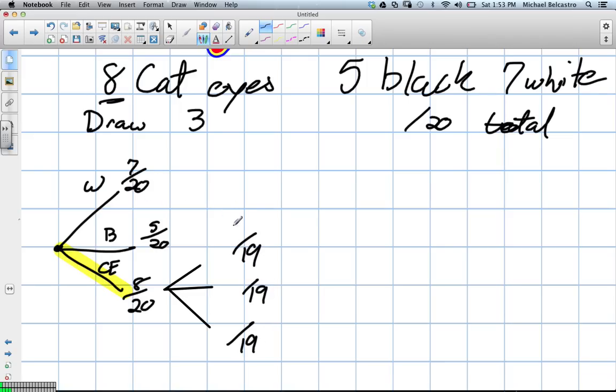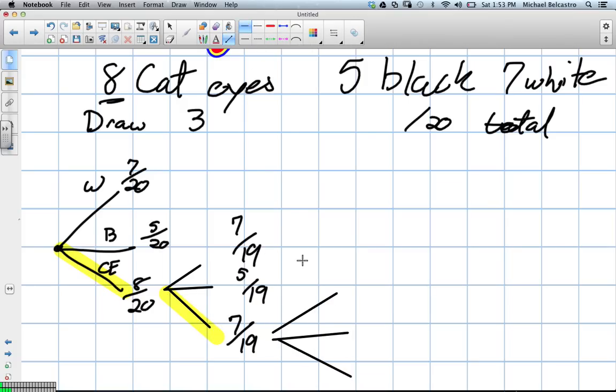And we didn't draw any white marbles, so there's still 7. We didn't draw any black, there's still 5. But we did take a cat eye, so there's now only 7 cat eyes. And again, we wanted to follow that route. And then on the third draw, we wanted to get 3 cat eyes again. We've now drawn 2 marbles out, so we're still out of 18.